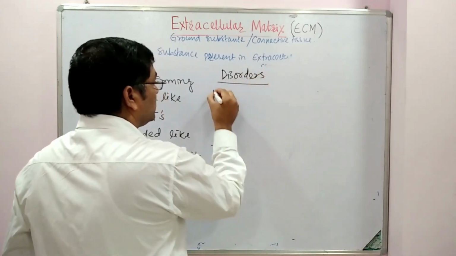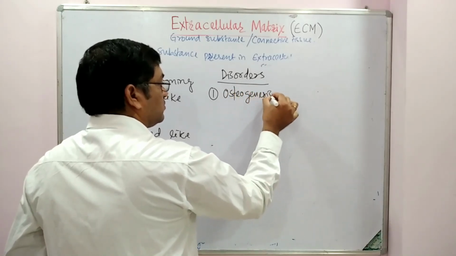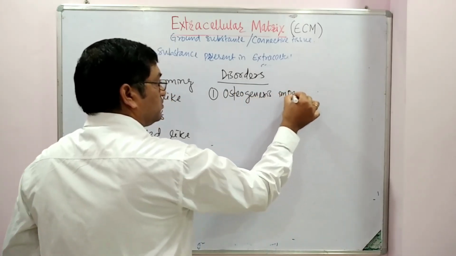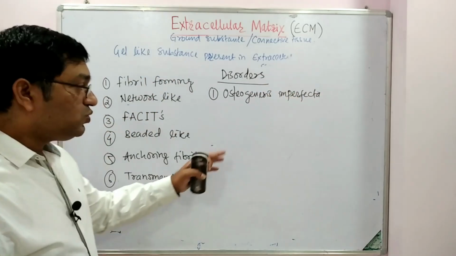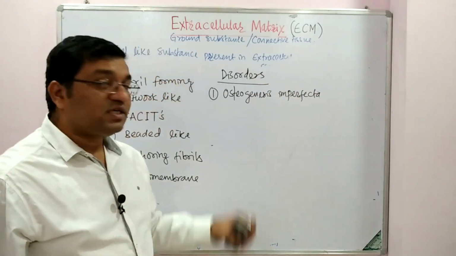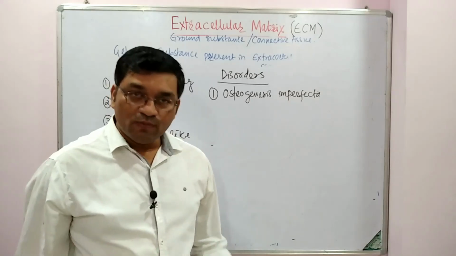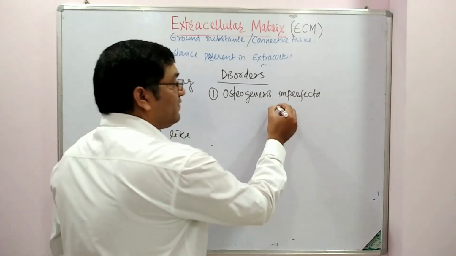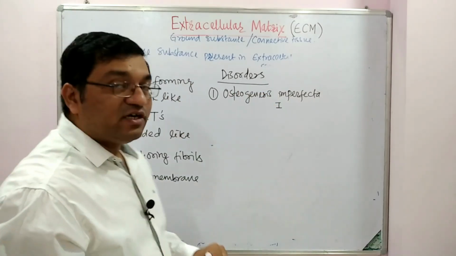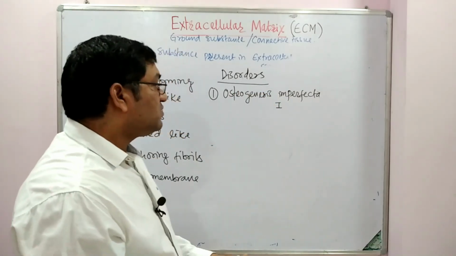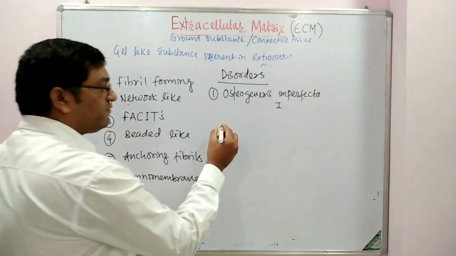The first important disorder is osteogenesis imperfecta. This is a bone disease. It is due to a defective gene or mutation in the gene of type 1 collagen. It results in formation of brittle bones. Other symptoms are deafness and blue sclera.